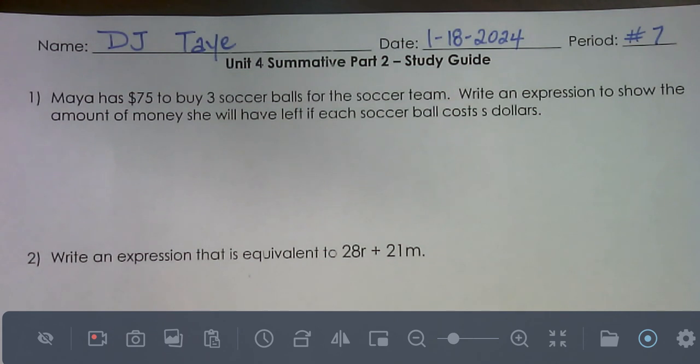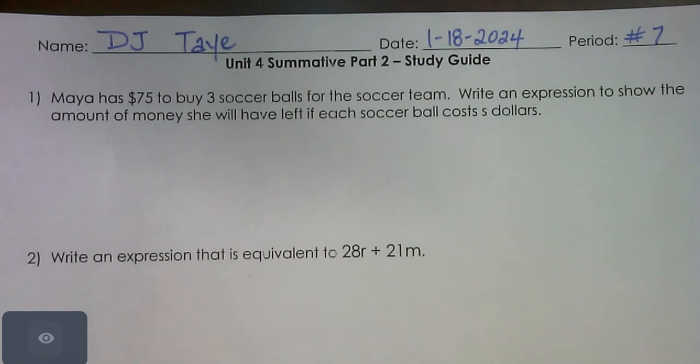Number one, Maya has $75 to buy 3 soccer balls for the soccer team. Write an expression to show the amount of money she will have left if each soccer ball costs S dollars. So something to think about. I tell my students to think of this as if they are at the store themselves.